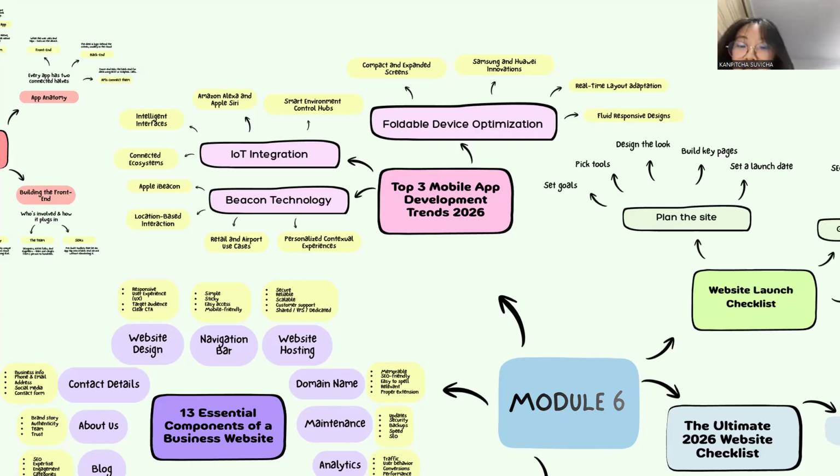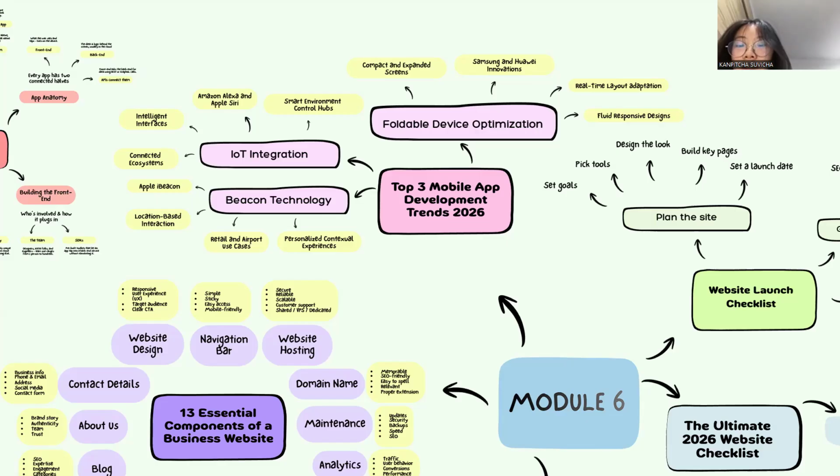The second trend is IoT, or Internet of Things, integration. Apps are no longer just for your phone. They are now used to control the smart objects around us. Starting with smart environment control hubs, apps are now acting as a central remote that lets users control their smart homes, lights, and office from one place.